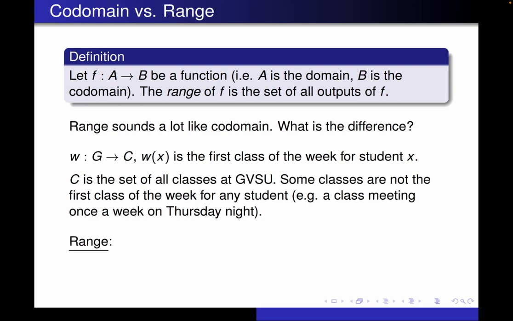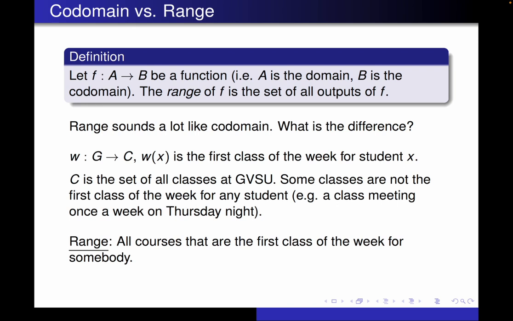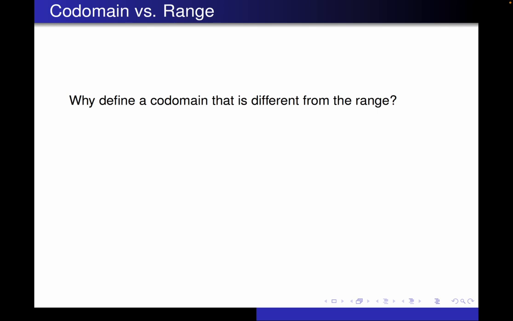So in this case, our range is literally not all the courses, but all the courses that are the first class of the week for some student. And the codomain is literally all the classes at GVSU. So you can see there's a difference between the range and the codomain. Well, a reasonable question to ask is, why don't we just define the codomain to be the range all the time? Well, in this particular example, there's a super good reason.